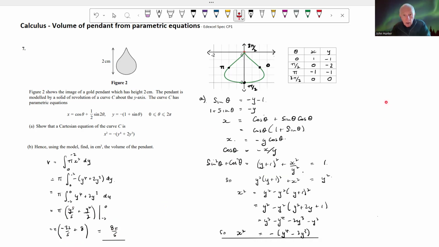Okay, so I think that's quite a nice, interesting problem in actual fact. So we've got a volume of revolution, but we've started with a parametric curve, so it's a synoptic question of parametric equations on the volume of revolution. So hopefully that has been useful, and thank you for listening.